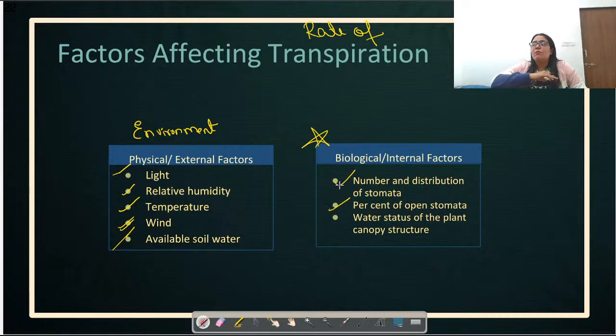Again, out of whatever number of stomata are present on the leaf, how many of them are open is also important, because the presence of stomata alone is not enough; the opening of the stomata is also important, since the open ones are the ones actually going to do the transpiration. So the number of stomata that are actually open will determine the rate of transpiration. Next, the water status of the plant and the canopy structure will also help in determining the rate of transpiration. Right, my kids? I hope this much is clear to all of you.